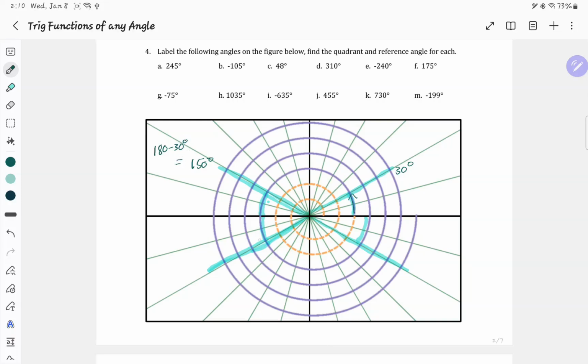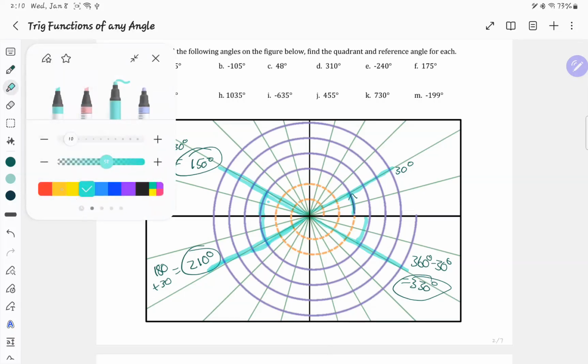There's another one down here, which would be 180 plus 30. So that's going to be 210 degrees. And then another one over here, which will be 360 minus 30. So 360 minus 30 is 330 degrees. So that'll be that last one. So these would be the angles which have a reference angle of 30 degrees.